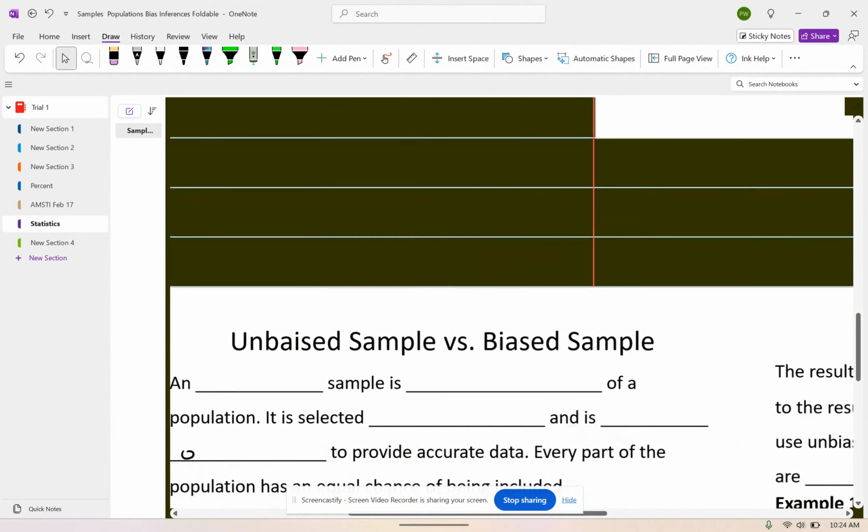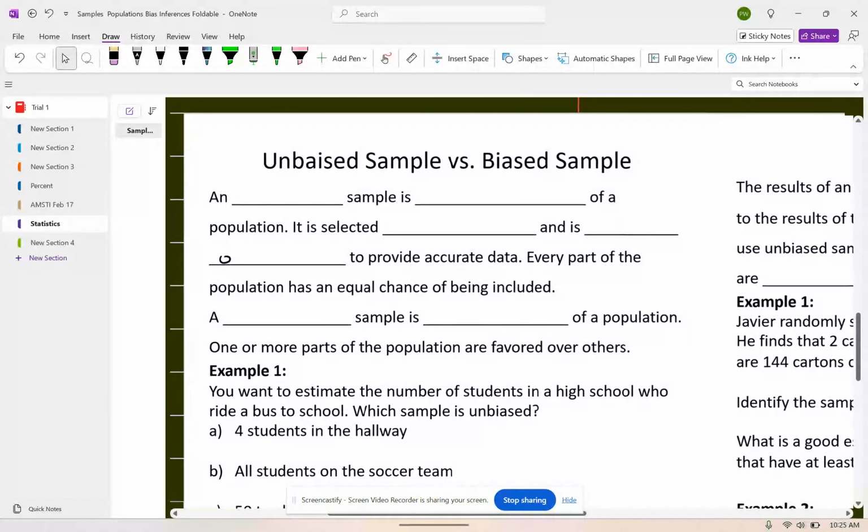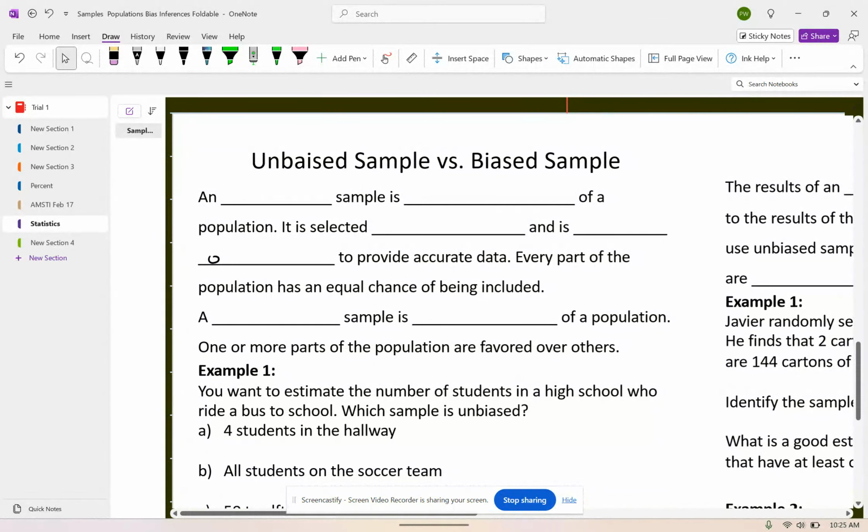Okay, guys, part 2 on samples and population. We're going to talk about unbiased and biased.